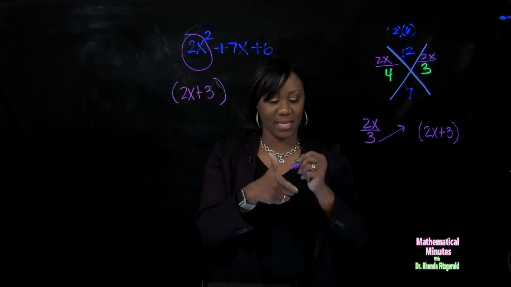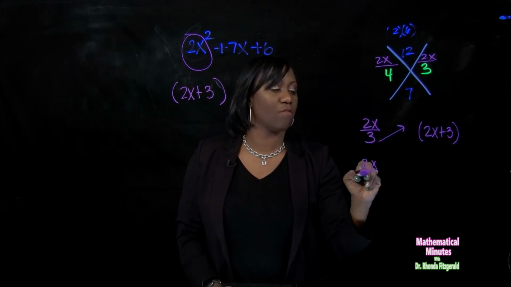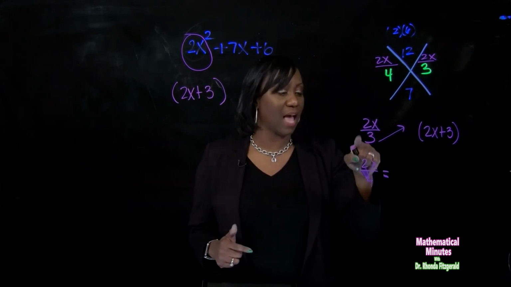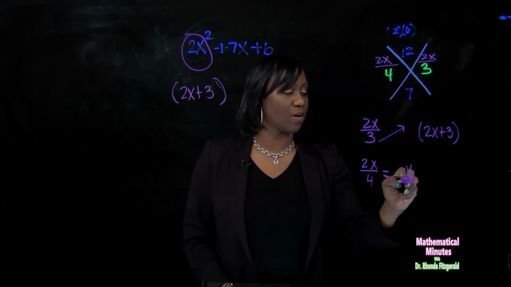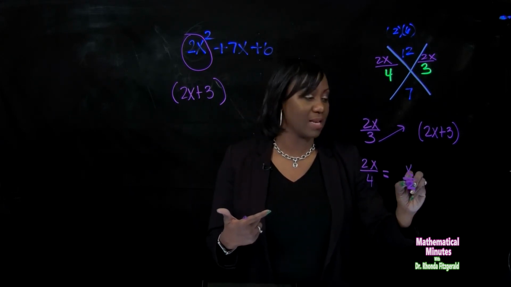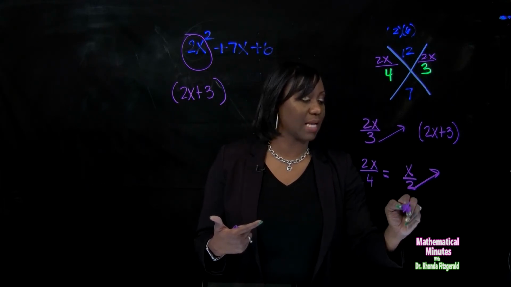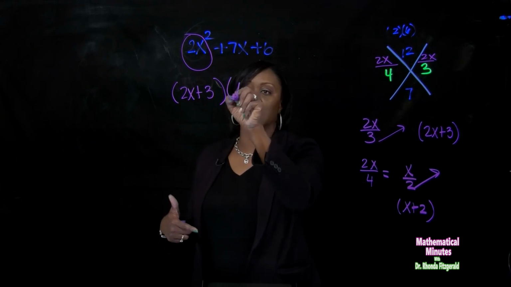So my next factor is 2x over 4. And how does this guy simplify? This simplifies as 1/2, or x over 2. So now that we have this simplified, we once again slide over. And this factor becomes x plus 2. So my last factor becomes x plus 2.